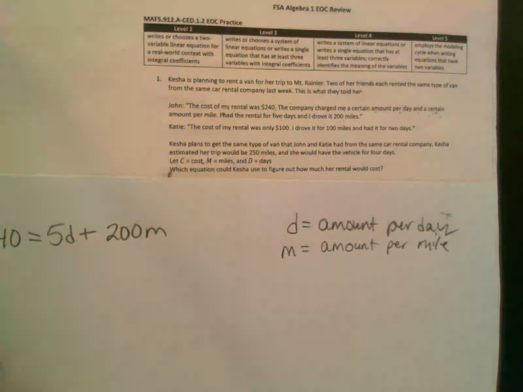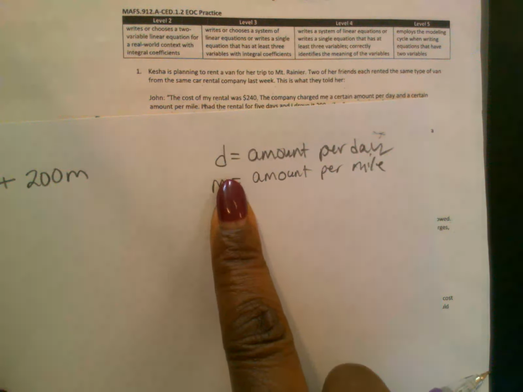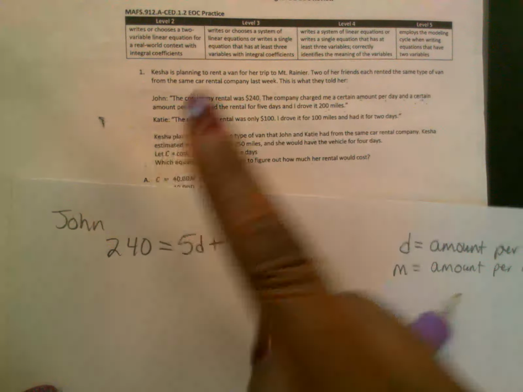Okay. Since we know this is a system, we're going to use the same letters for the second person, which is Katie.